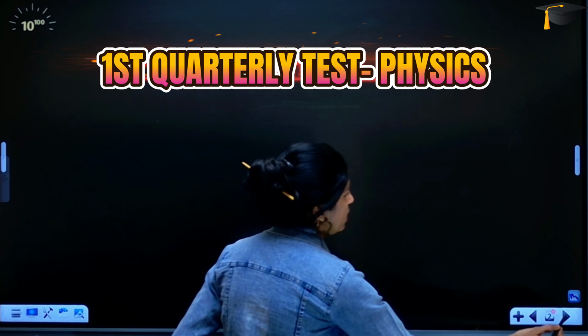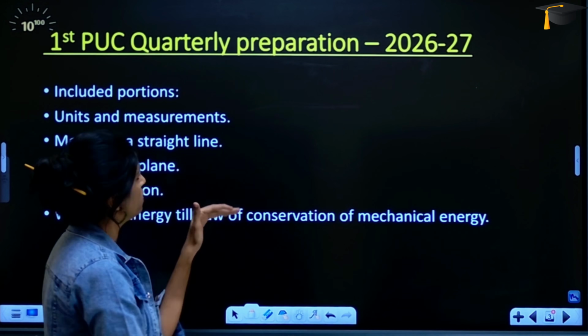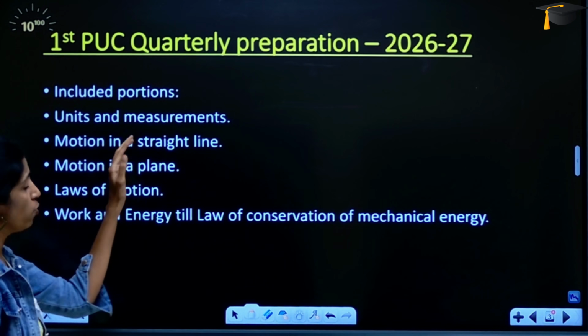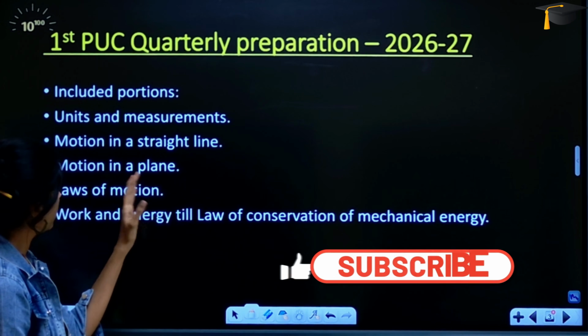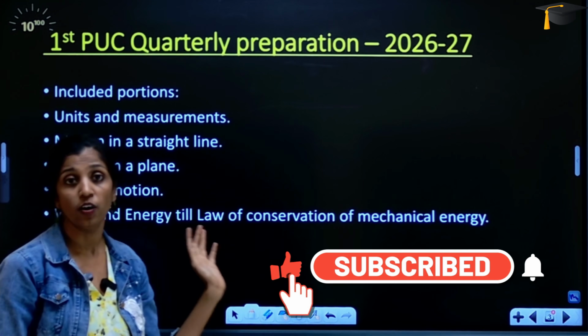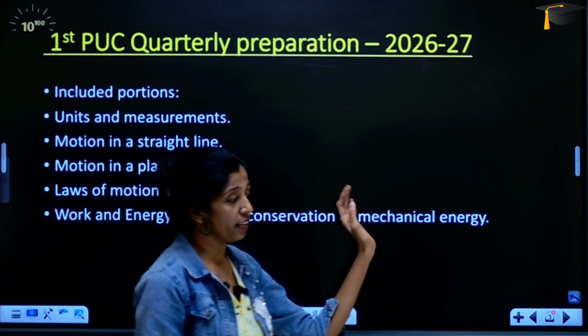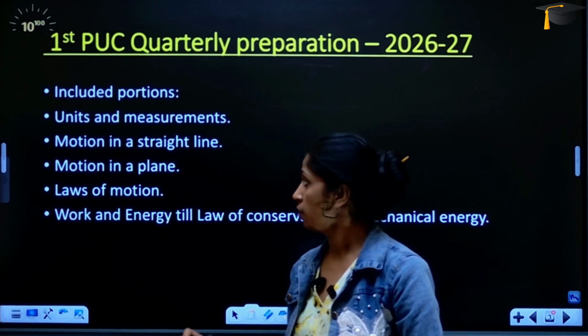We have taken the MCQs here. First, let me briefly tell you the included portions. We have units and measurements, motion in a straight line, motion in a plane, laws of motion, and work and energy only till conservation of mechanical energy. These are the included portions for Bangalore North students.